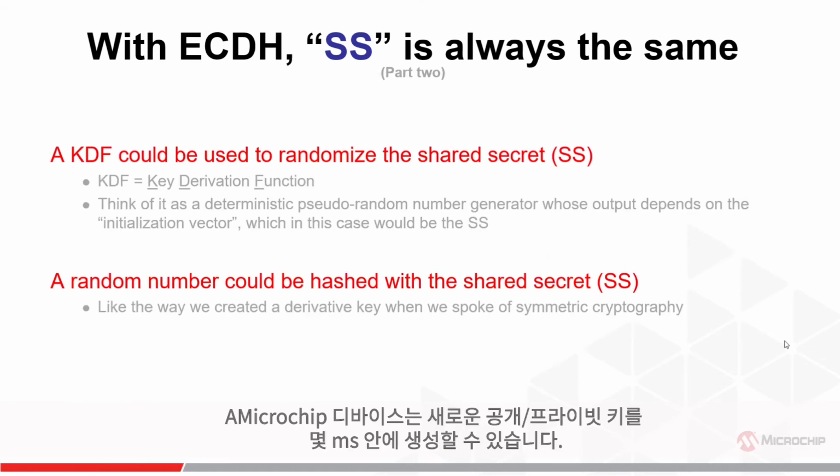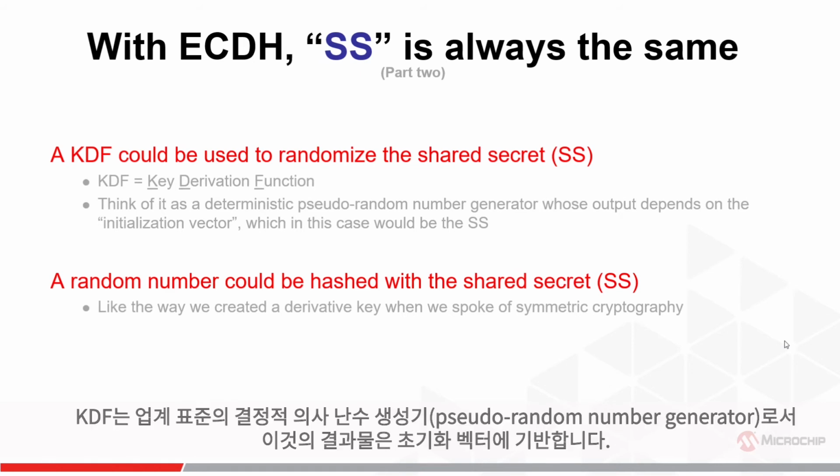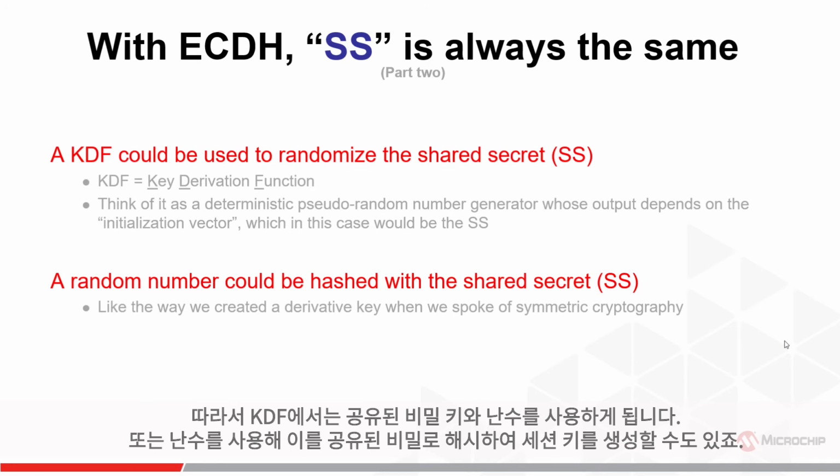Our devices can spawn new public-private keys in milliseconds, but let's assume you're using devices that were unable to do that, so you couldn't use ECDHE. You could also use a KDF. This is an industry standard deterministic pseudo-random number generator whose output depends on an initialization vector. So you would use your shared secret and a random number in this KDF. Or you could just use a random number and hash it with your shared secret to create a session key.